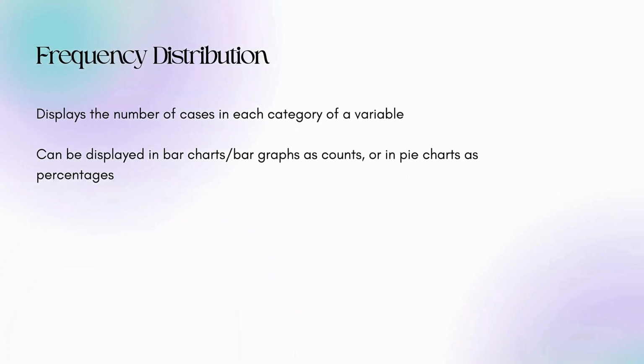Frequency distribution is a table, and often you can use a graph in addition to a table. It displays the number of cases within each category of a variable. So let's think of our race variable.